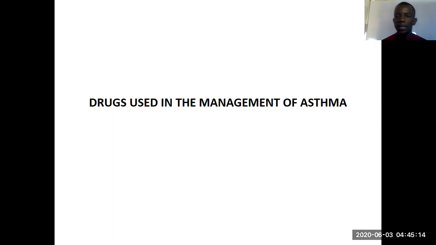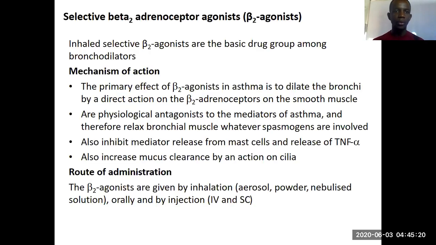Now let us look at the main goal of our lesson today, the drugs used in the management of asthma. We'll start by looking at the selective beta-2 adrenergic agonists, the beta-2 agonists for short. Inhaled selective beta-2 agonists are the basic drug group among the bronchodilators. So these ones are our basic groups of the bronchodilators. And their mechanism of action is as follows.